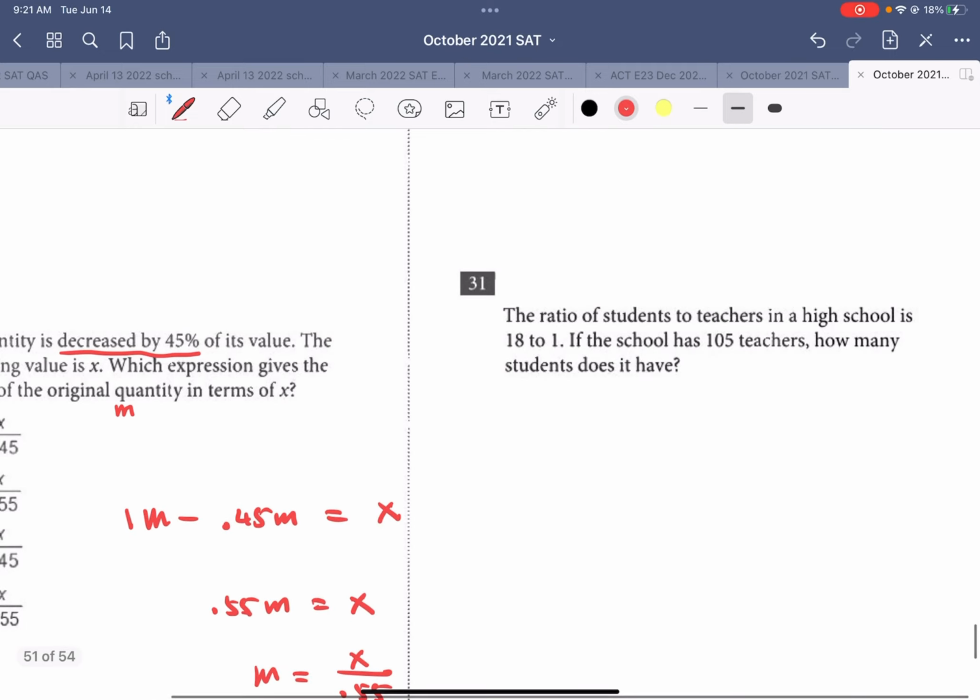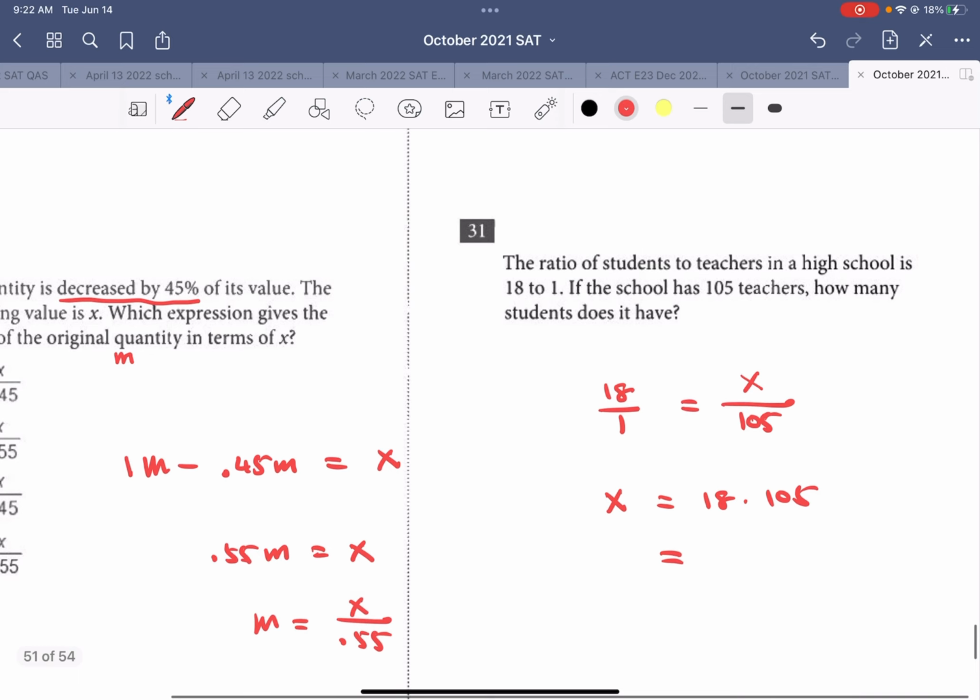Number 31. The ratio of students to teachers in a high school is 18 to 1. The school has 105 teachers. How many students does it have? So make a proportion. 18 over 1, that's students to teacher. And you have 105 teachers, and then how many students are there? So when you cross multiply, x equals 18 times 105. And when you multiply it out, that's 1890. Okay, that's the number of students in the school, using proportion.